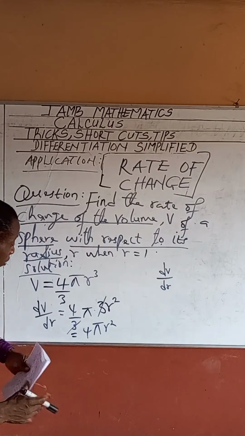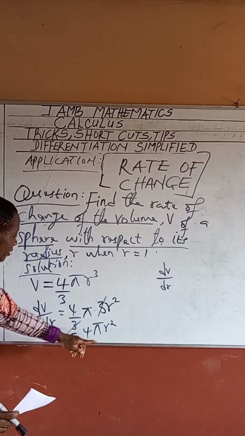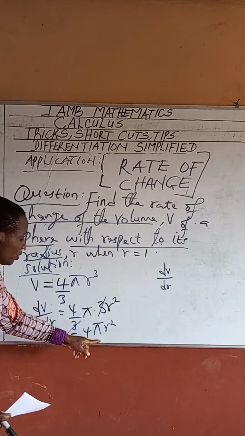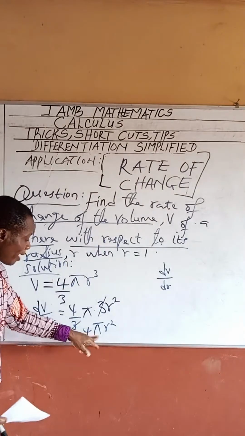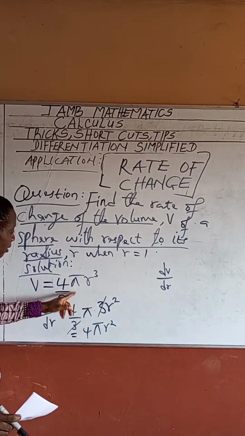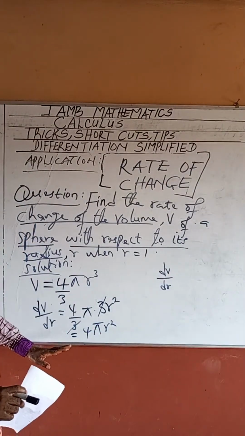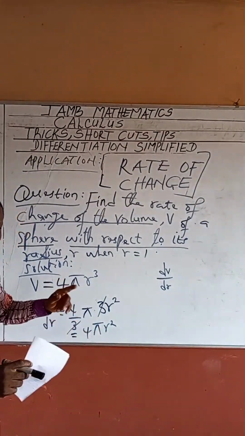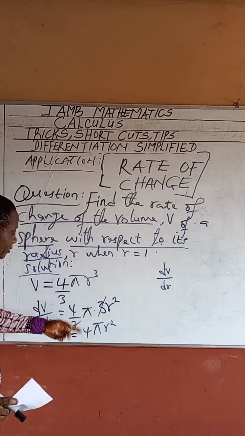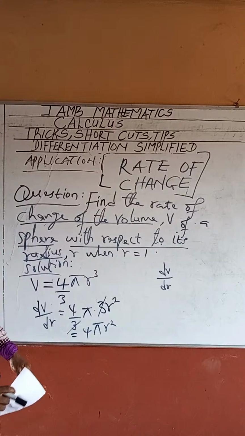But we are not there yet. I want to ask you a question. Do you know that this is the surface area of a sphere? The total surface area of a sphere is 4πr², which means this is the volume and this is the area. So if you can't recall them, just use this method: differentiate the volume of a sphere and you will get the area of a sphere.